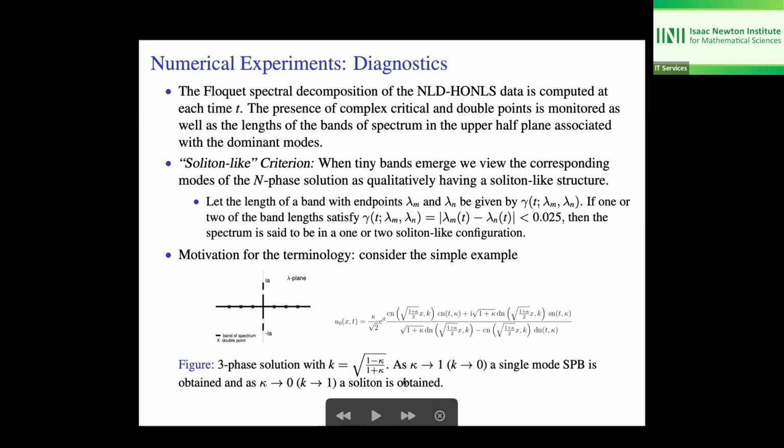And so as kappa goes to 1 and K goes to 0, your solution limits to a single mode SPB, and the gap closes down to a double point. Otherwise, in the opposite limit, as kappa goes to 0 and K goes to 1, the solution limits to a soliton, and your band lengths shrink to the discrete points at plus or minus iA.